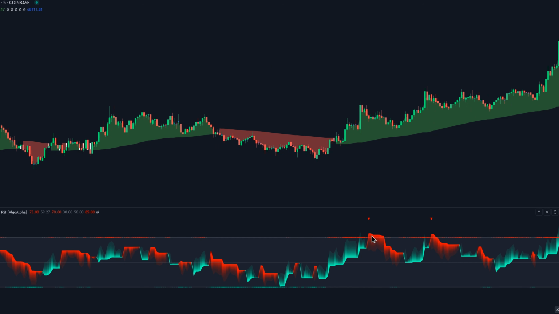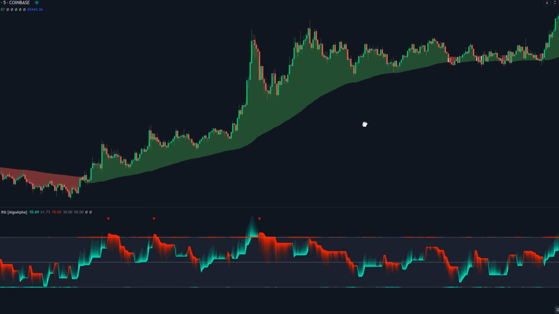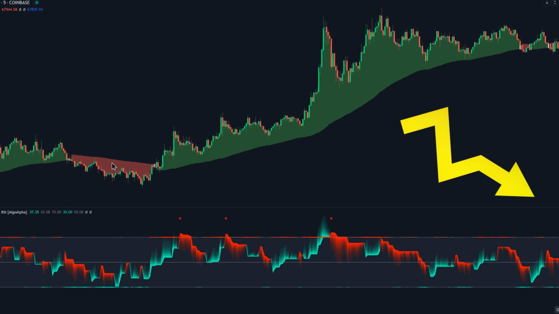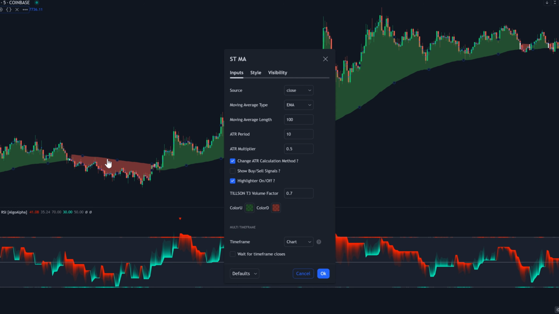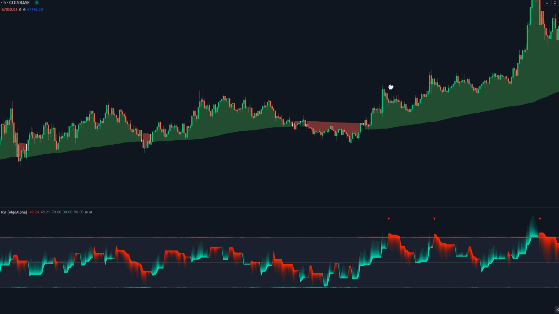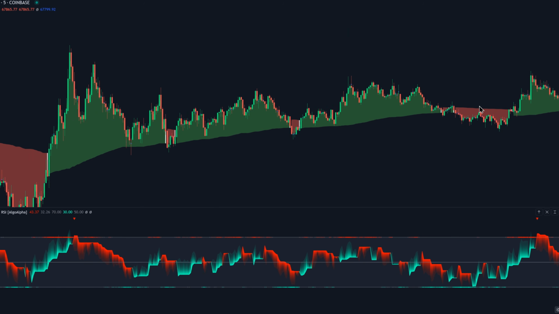Instead, we're going to combine it with the supertrended moving average. Basically, this second indicator overlaid on our chart. This is a trend confirmation indicator. A green ribbon indicates a bullish trend and a red ribbon indicates a bearish trend. Let's double click on it so we can change the moving average length to 200. After that, click OK. Next, we will explore how we can use these two indicators to take positions.